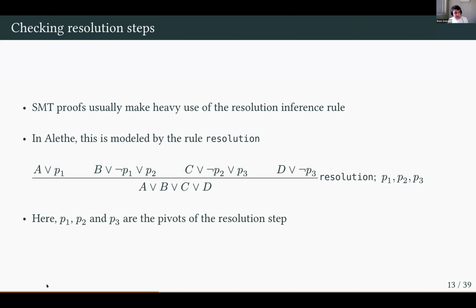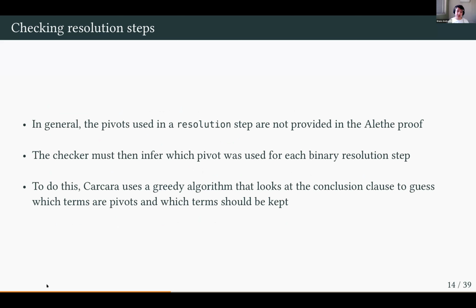And the conclusion is going to be reached by resolving each of these binary resolution steps one by one. And in this case, P1, P2, and P3, which are given as arguments to the rule, are the pivots of the resolution step, right? The problem is that in general, these pivots are not provided in the proof. So the checker then has to infer which pivot was used for each of these binary resolutions.